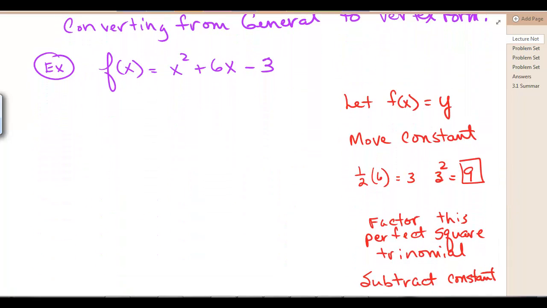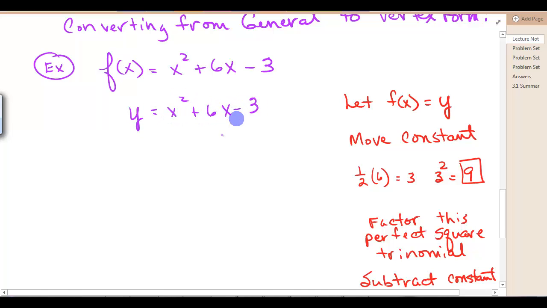All right, so we're going to follow the steps that I have written on the right. If it's given to you in f of x form, you want to change the f of x to y. So I'm going to do that here. Next step says move the constant. This is the constant, doesn't have an x with it. So if I'm going to move it, it's being subtracted, I'm going to add it to both sides. So I have y plus 3 equals x squared plus 6x.